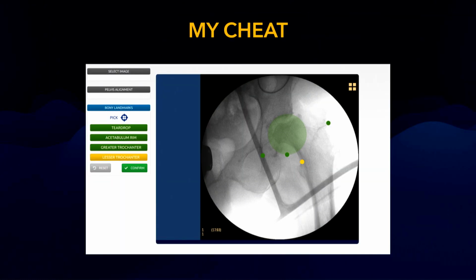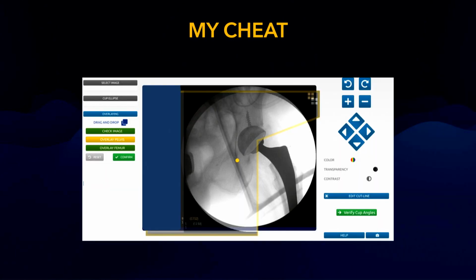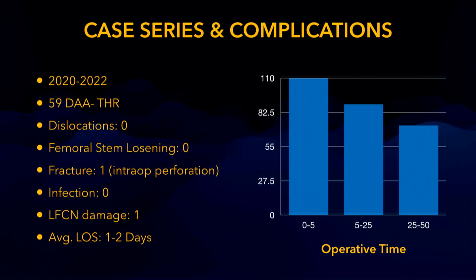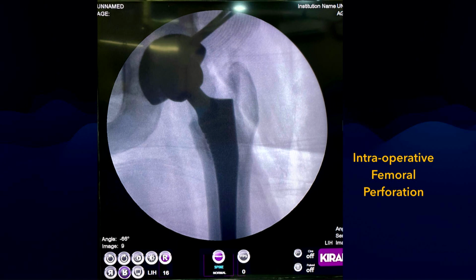My cheat code. This is what I've been doing and trying to develop with Meril Orthopedics. This is an intraoperative fluoroscopy software where we take a preoperative X-ray, take another X-ray after trialing, and this gives us the values that we seek during a hip replacement, which makes this curve much smaller. In my personal series, my operative time has come down from 110 minutes to about 80 minutes. I've done about 59 of these cases. I've had 1 intraoperative fracture and 1 lateral femoral cutaneous nerve palsy.